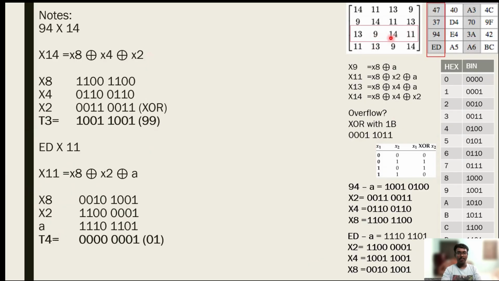This is for 94 with 14. We are getting the answer by substituting it, and we are getting the answer for T3. And for ED and 11, for 11, x8, x2, and a. We are just substituting the value and XOR it. We are getting the answer for T4.